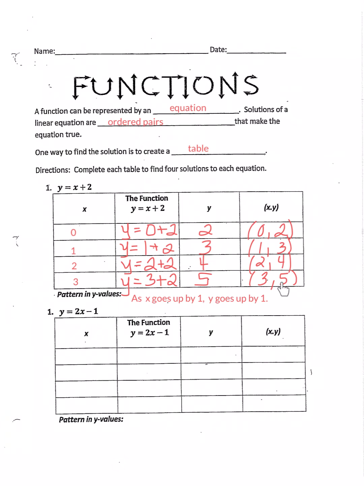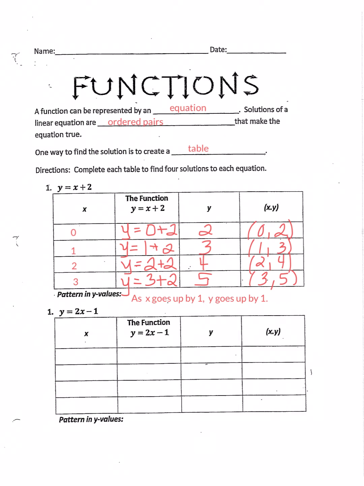Now I could come up with tons more ordered pairs. I could have picked negative numbers less than 0. I could have picked more positive numbers greater than 3. My list of ordered pairs would go on and on. Again, these are linear functions. Remember, a straight line goes on in both directions.